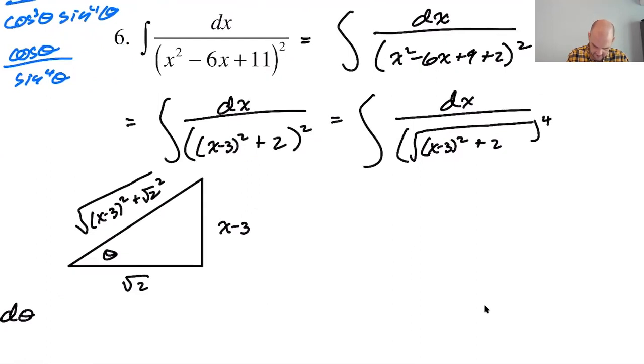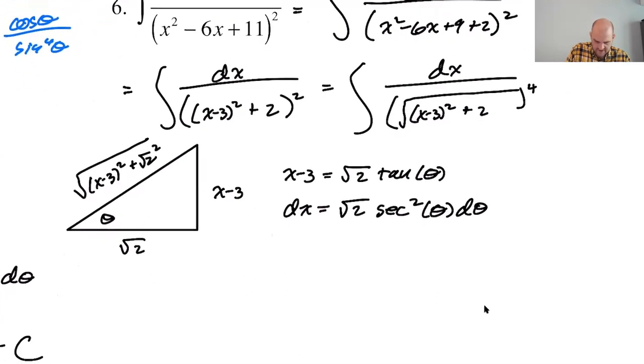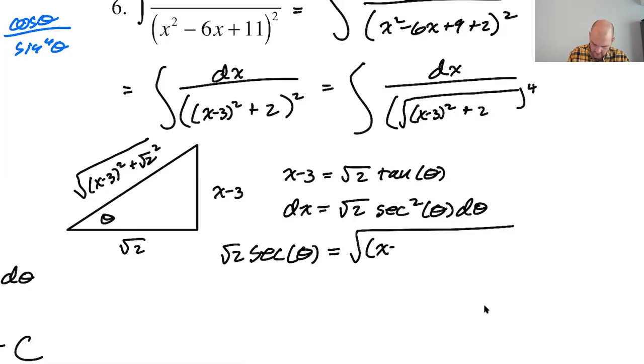Okay, so x minus 3 is equal to radical 2 tangent of theta, which means that dx is radical 2 secant squared of theta d theta. There's nothing different about the setup, it's just that it's all gross. Secant of theta. So secant is the radical over radical 2. So I'm just going to bring radical 2 across. What's this? Whew. There's a lot.